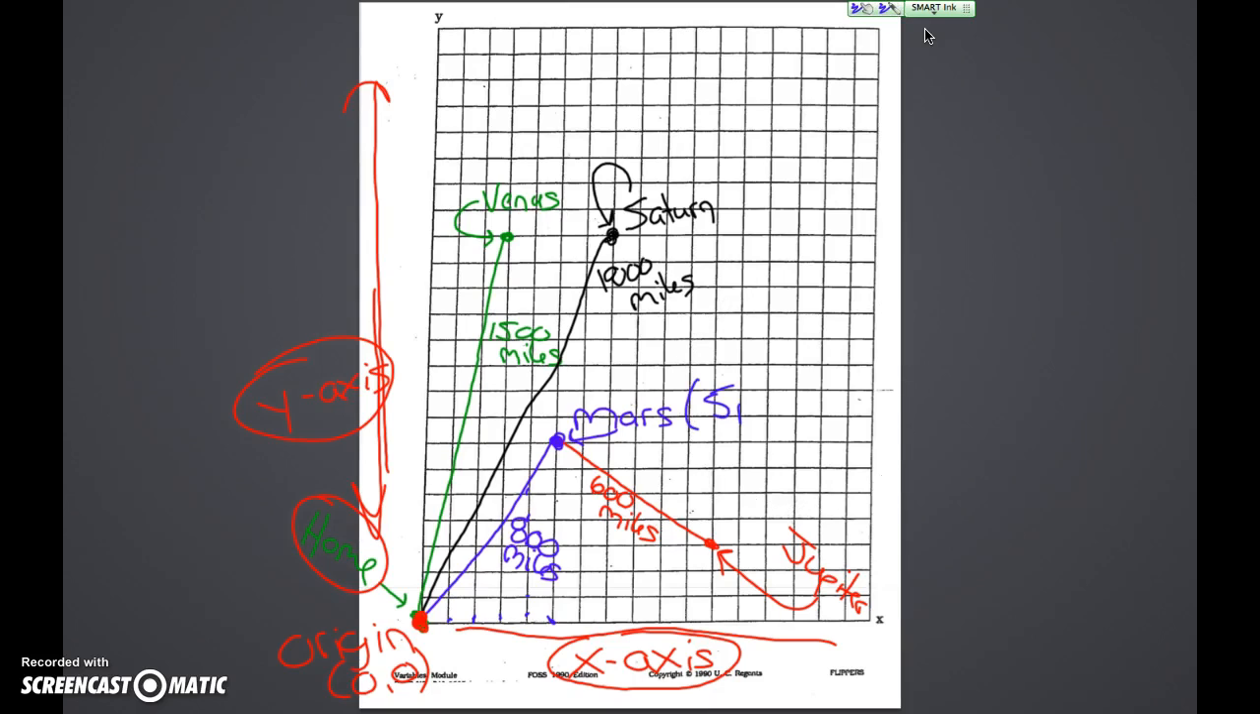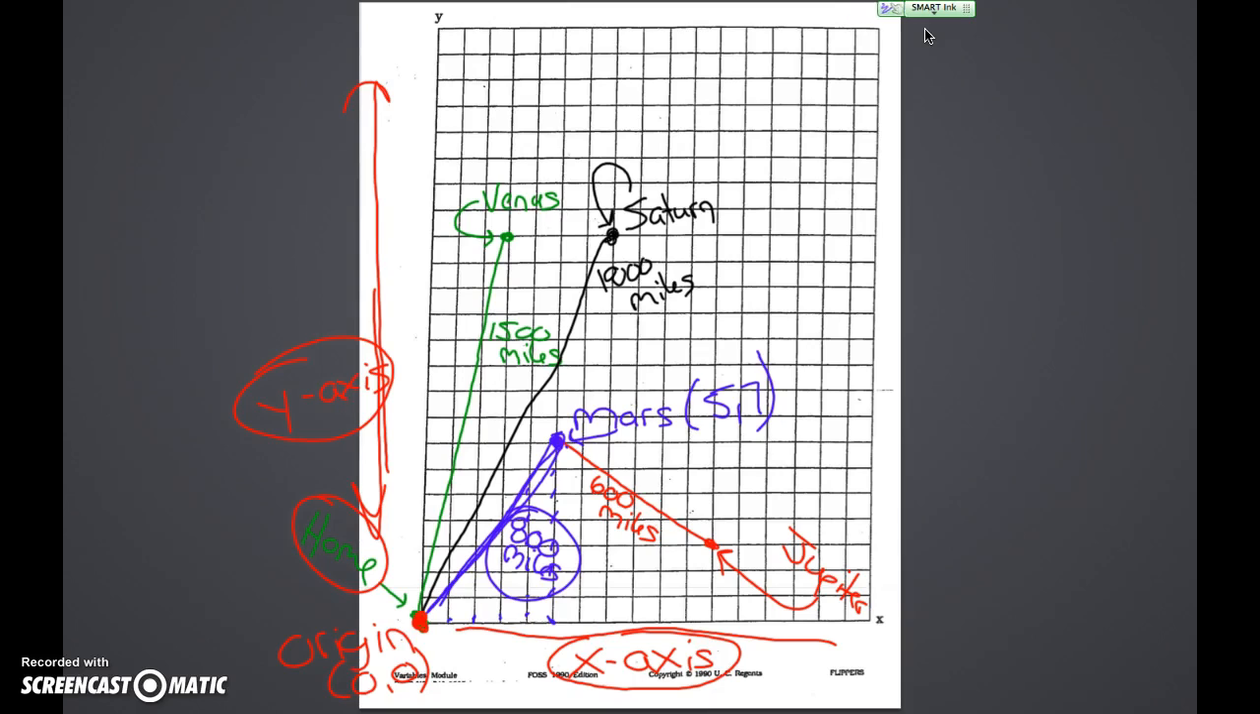Or over 5 as our ordered pair, and then up 1, 2, 3, 4, 5, 6, 7. So Mars, an example of an ordered pair, would be located at spot 5, 7 on your graph. And as you can see, from home to Mars, we got ourselves 800 miles. Okay? Now, Mars, located right here.